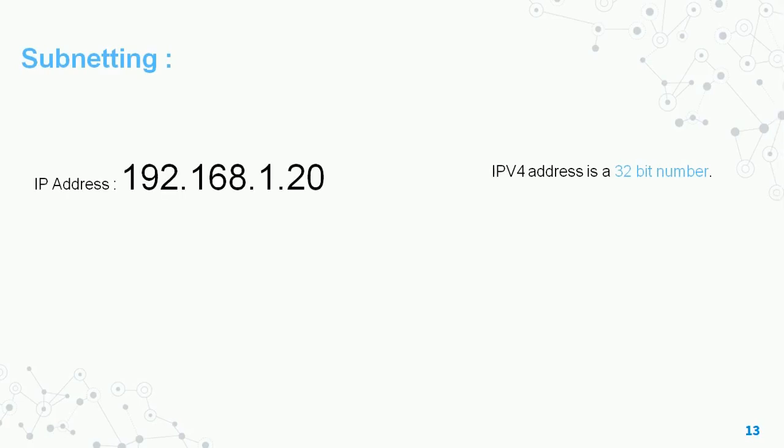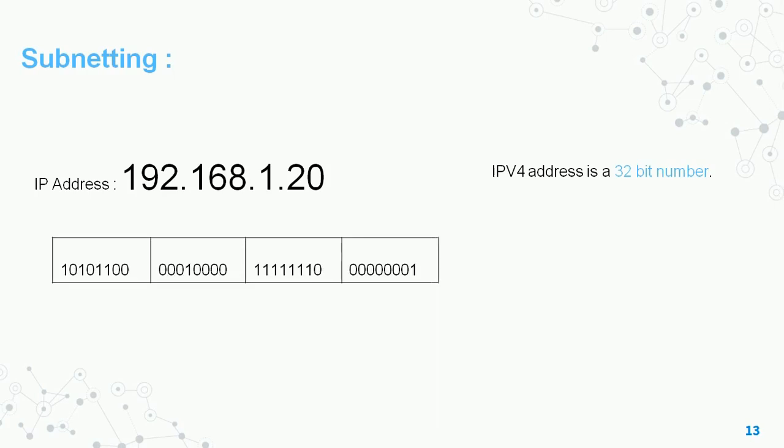Now we are learning the basic concepts of subnetting. First, we need to know the IP address. It is a 32-bit number. For example, 192.168.1.20.